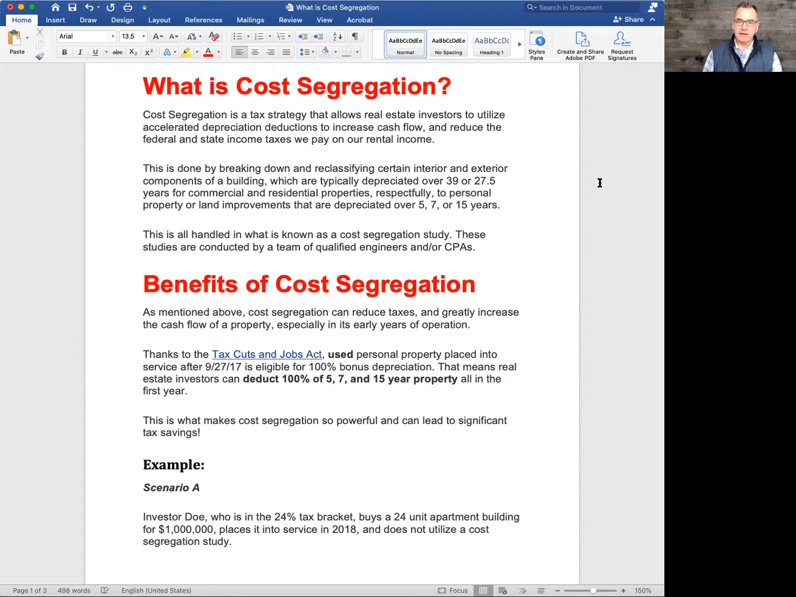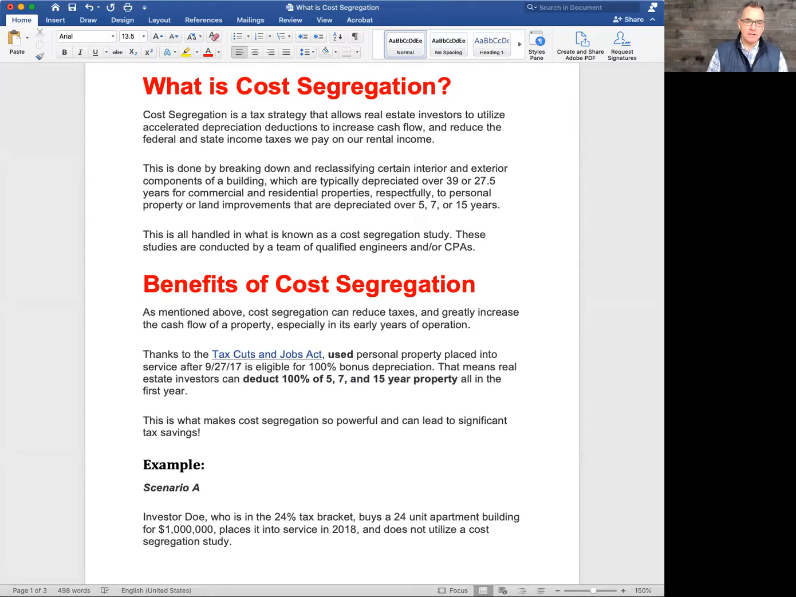It's done by breaking down and reclassifying certain interior and exterior components. Think of it as the insides of the assets: the sinks, the faucets, the toilets, the fixtures, the lighting, et cetera, which are typically depreciated. The regular depreciation that we're familiar with is 27.5 years for commercial and residential properties. And then personal property or land improvements are now allowed to be depreciated over either 5, 7, or 15 years, depending on which personal property class they fit into.